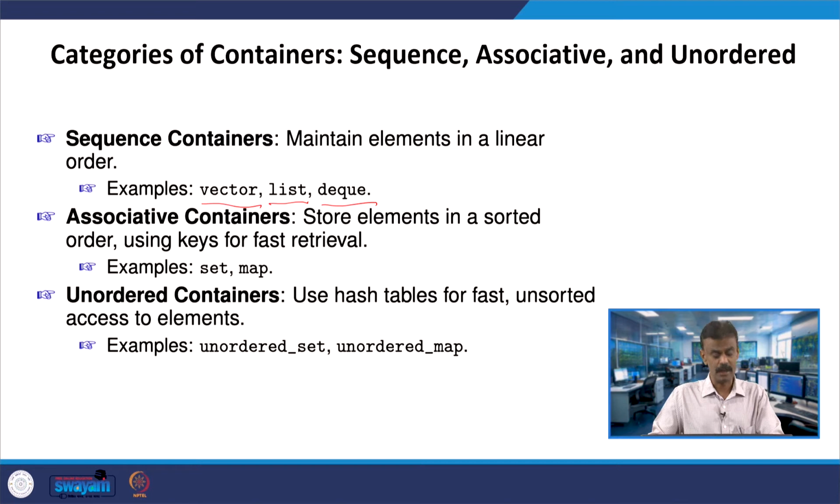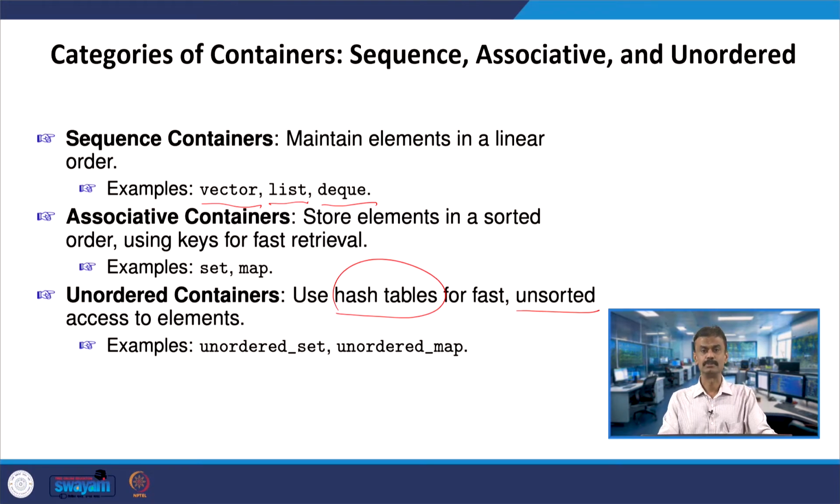Unordered containers: in the case of unordered containers, the elements are in any fashion, that means not sorted, you call it unsorted. Unordered containers use hash tables. Since the elements are in unsorted fashion, when you want to retrieve them, you use a hash table.